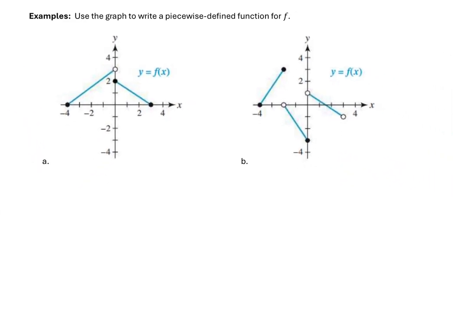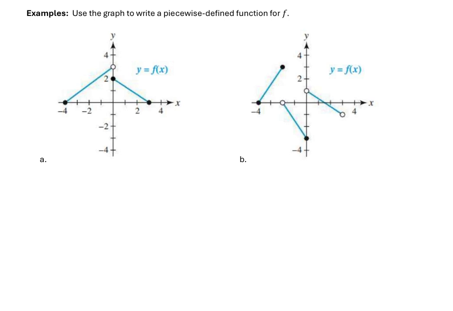All right, we're going to start with example A. So for example A, what we want to do is figure out the equation for each one of these piecewise defined parts, okay? So the first thing I'm going to do is, we have our function definition. This is f of x. We want our squiggly brackets. And then we're going to go ahead and figure out each one of these linear functions.